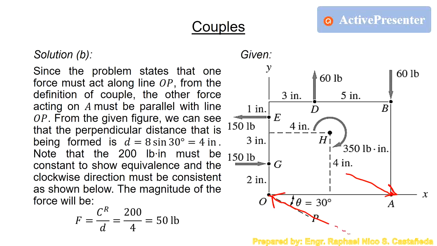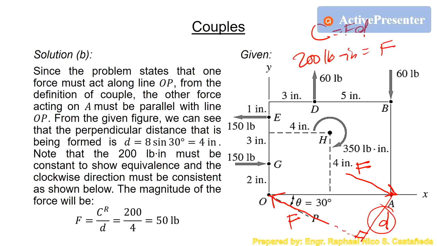So the distance is, this is the distance. Obviously, this is the force. This is the force. So we know that the couple is force times distance, and we already know that the couple is 200 pound-inch. So we don't know the value of the force, but we know the distance because this one right here is 8 inches. So sine of 30 is equal to d over 8. So we have d equals 8 sine 30. As presented here, basically that is 4 inches.